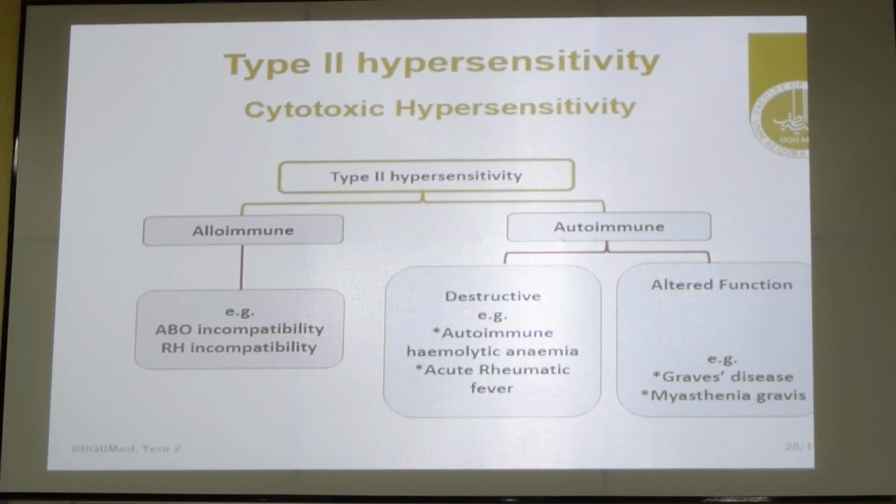Then another thing is autoimmune conditions, such as hemolytic anemia. And the day before yesterday I talked about rheumatic fever and molecular mimicry. So the antibodies are produced against the pathogen. The pathogen is gone, but then the antibodies attack the heart valves. So these are destructive, these alter the function, and here the allo group basically is that we all have the same antigens, but yet when there is mismatch or incompatibility, there will be a reaction.